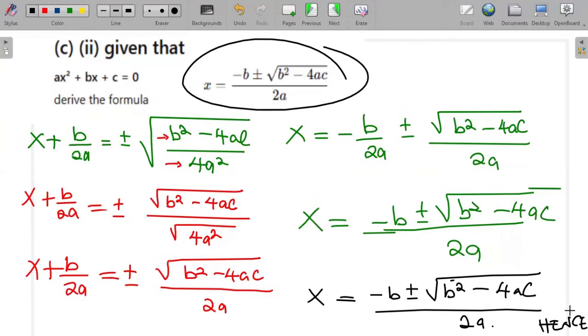We have found it. All right, so that's how we can derive this formula. Okay, that's how we can derive this formula. And yeah, so we are done.